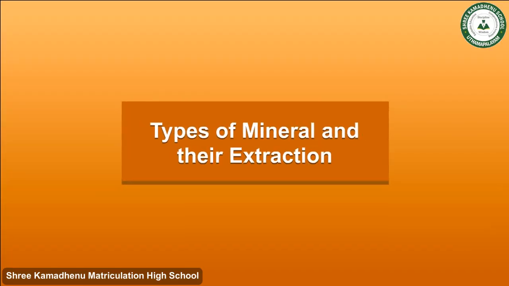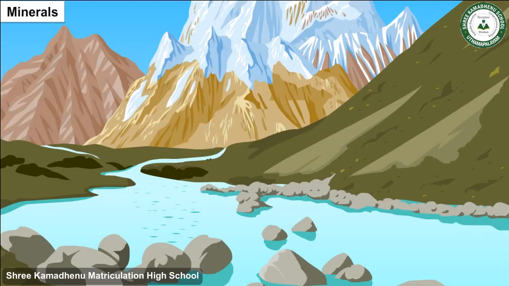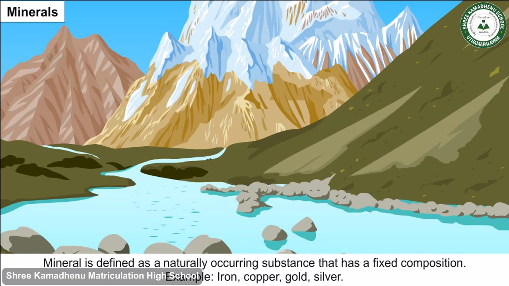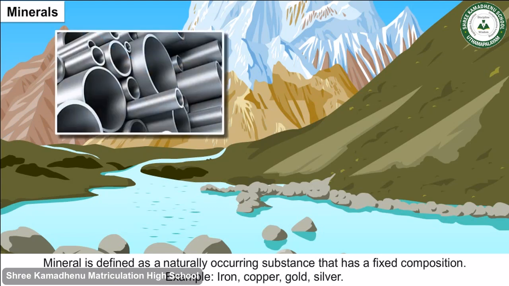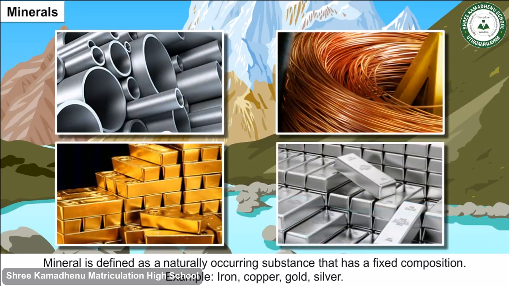Types of mineral and their extraction. Minerals. Mineral is defined as a naturally occurring substance that has a fixed composition. Example, iron, copper, gold, silver.